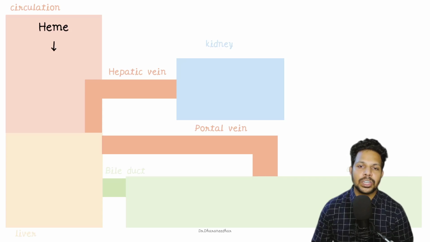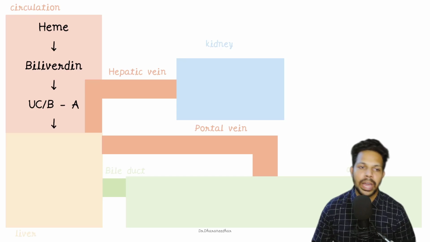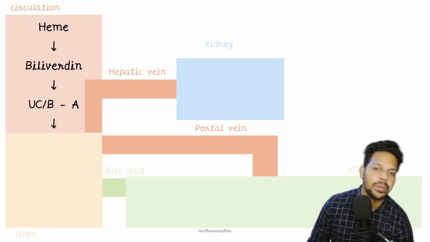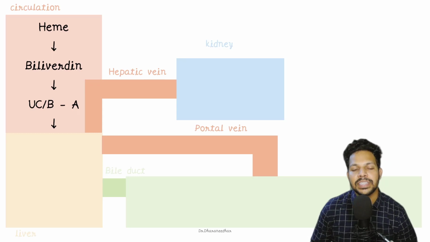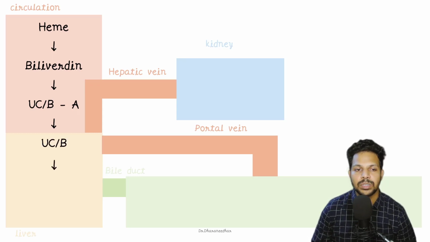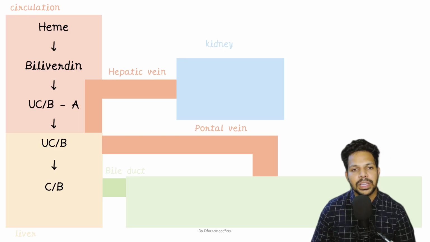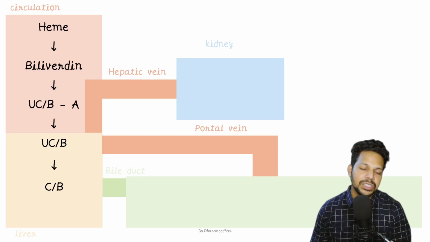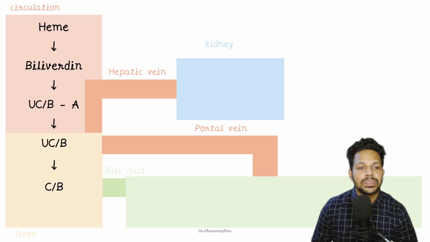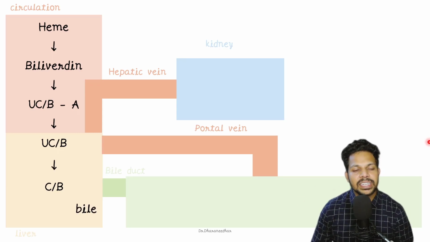So the heme is converted to biliverdin and then to unconjugated bilirubin. In the circulation, this unconjugated bilirubin is bound to albumin as a carrier molecule. And when it is being delivered to the liver, the albumin detaches and the unconjugated bilirubin enters into the liver, where it is conjugated to conjugated bilirubin, okay, in the presence of UGT-A. So this conjugated bilirubin through the bile duct enters into the intestine.